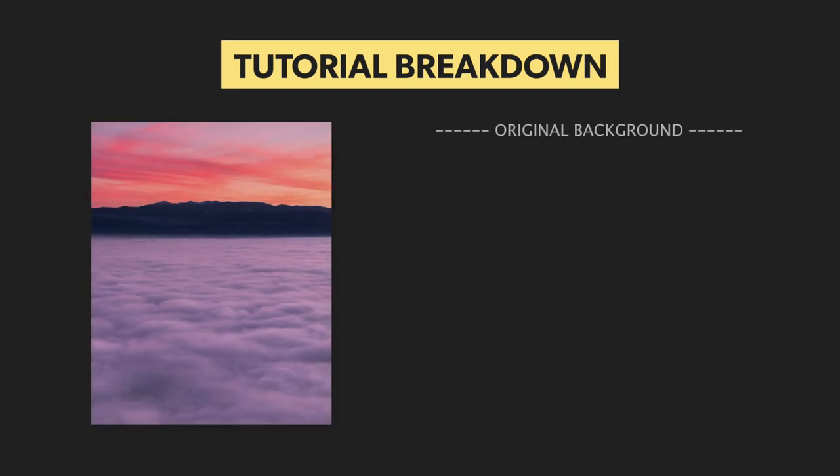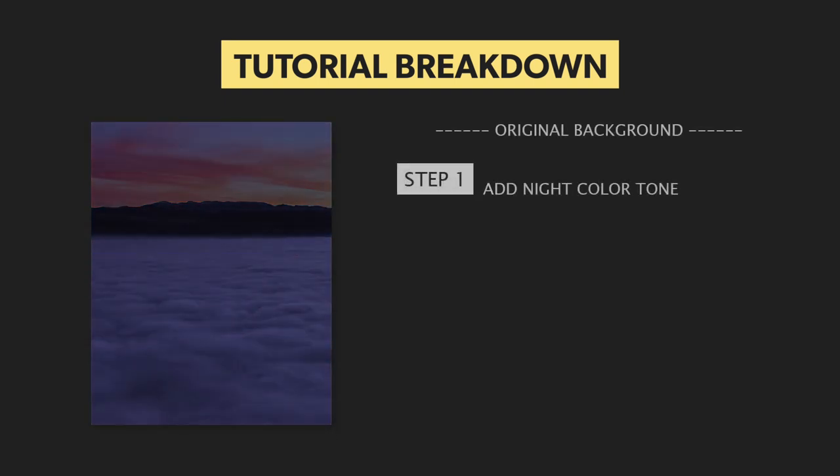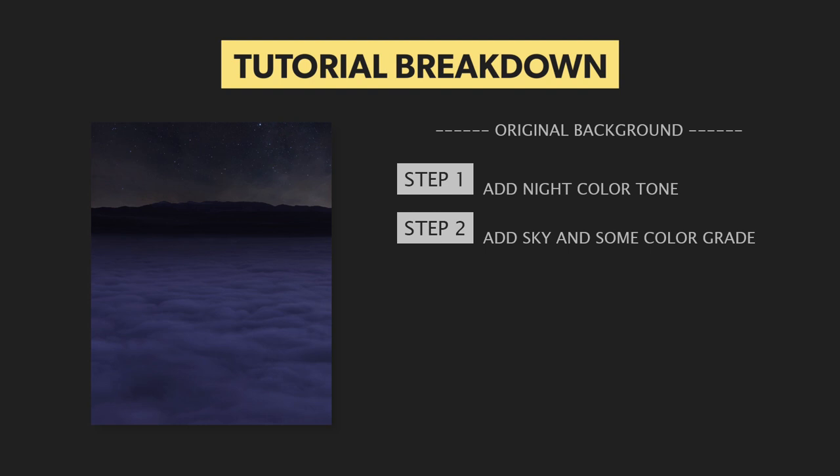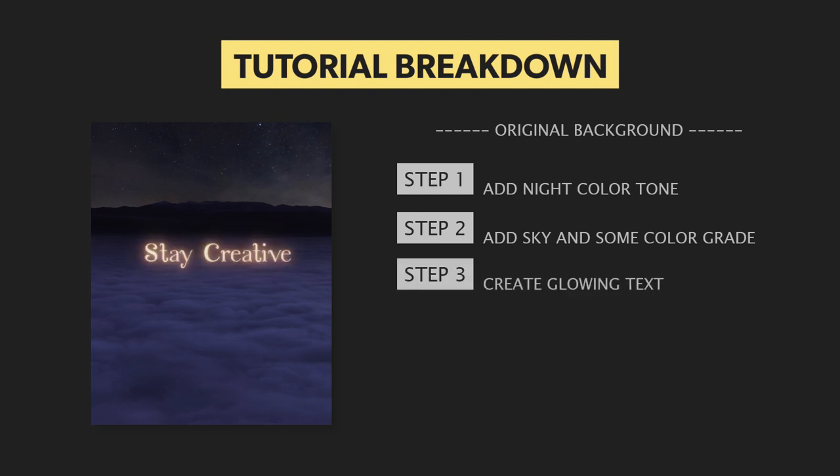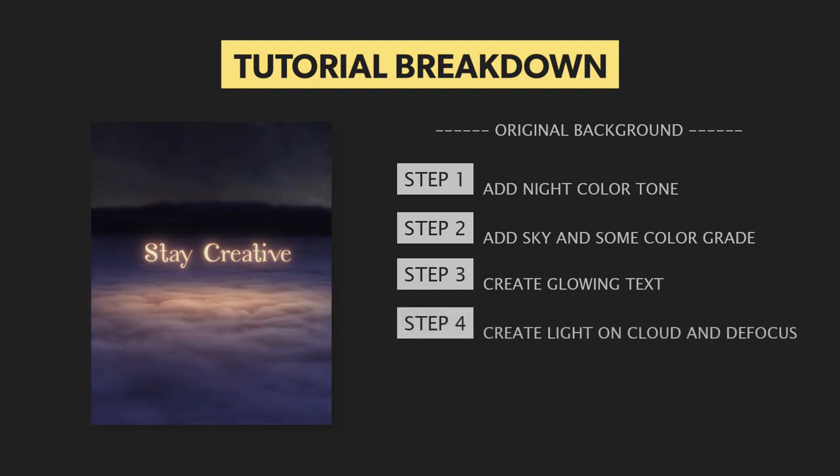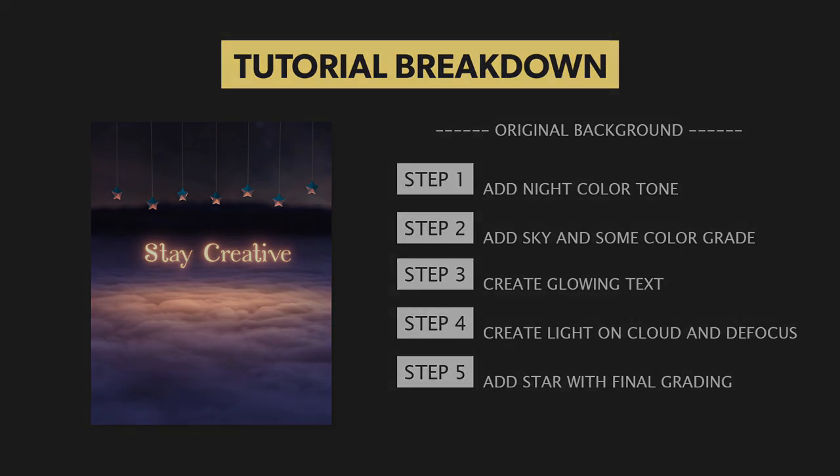First, I'll take original background. Then in step 1, I'll add night color tone. In step 2, I'll add night sky in background, also some color grade on the cloud. In step 3, I'll create glowing text effect. In step 4, I'll add light interaction on the cloud and also defocus in the background. Finally, in step 5, I'll add some star above the text and final grading. So without wasting any time, let's start with step 1.